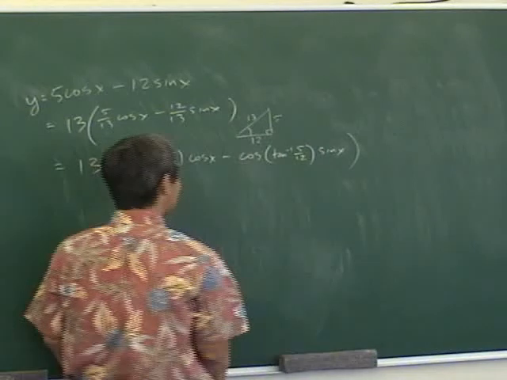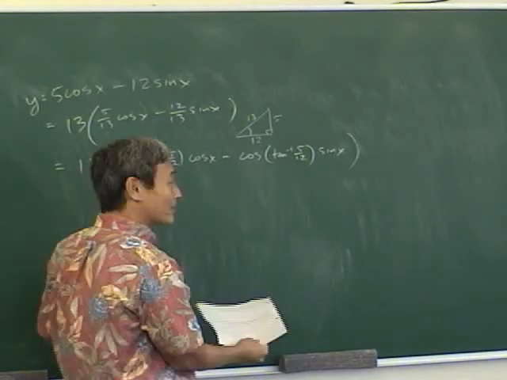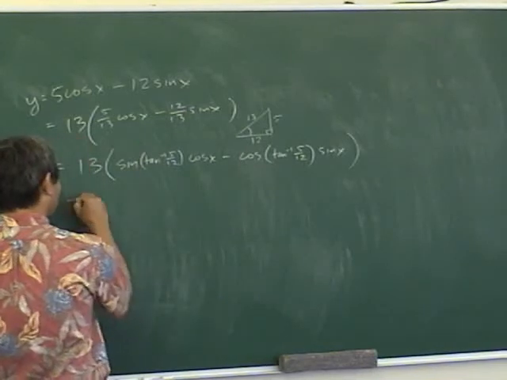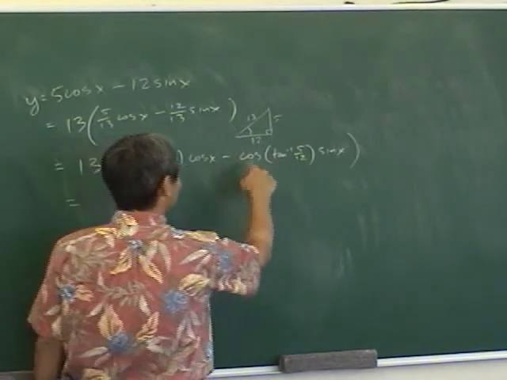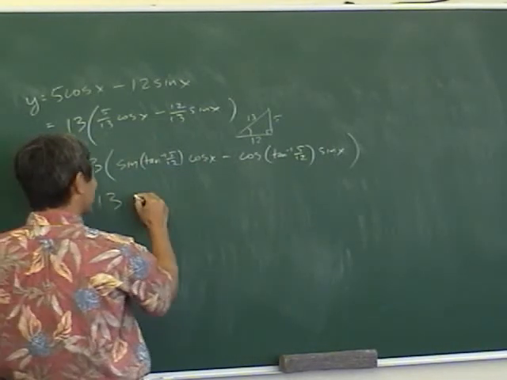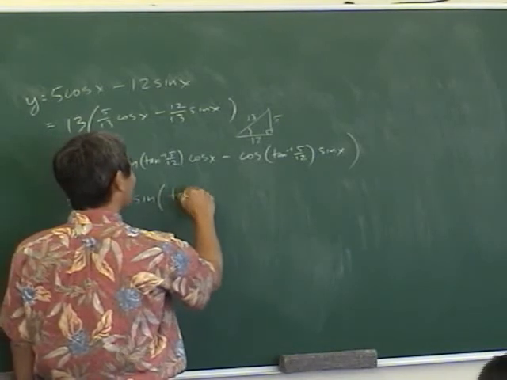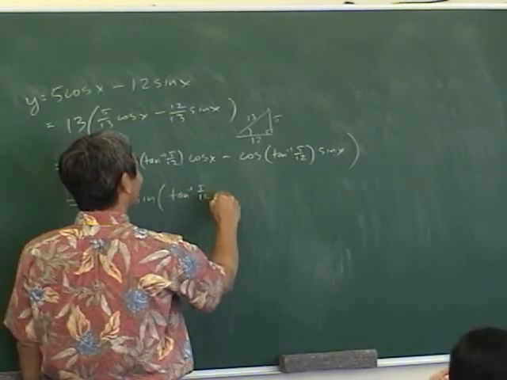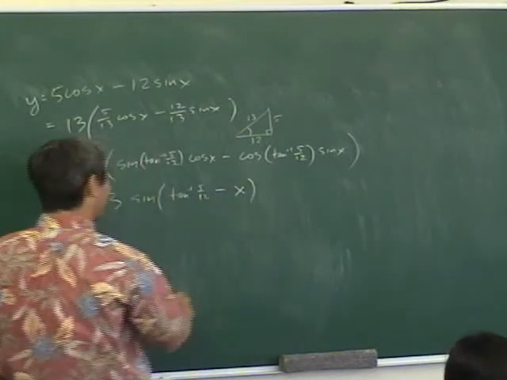You guys remember last chapter? Whatever angle you put here, it's the same angle there, otherwise you don't have an identity anyway, right? And now, sine, cosine, minus cosine, sine. That's an identity. So this is the identity for sine, minus a plus.